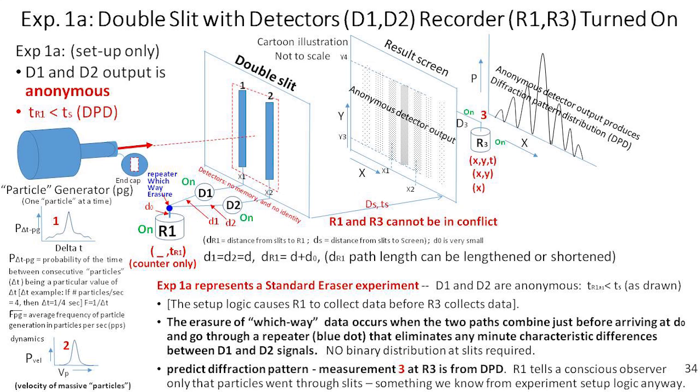This is a conflict with traditional physics. Traditional physics sees an entanglement between the particle and the slit, and between the slit and the detector, and therefore information gets passed on to R1. I say that's not true, that if you don't have objective recorded information, that's the same as there having never been any information in the first place. So that's what's interesting about this experiment. So we'll go on to the next one.